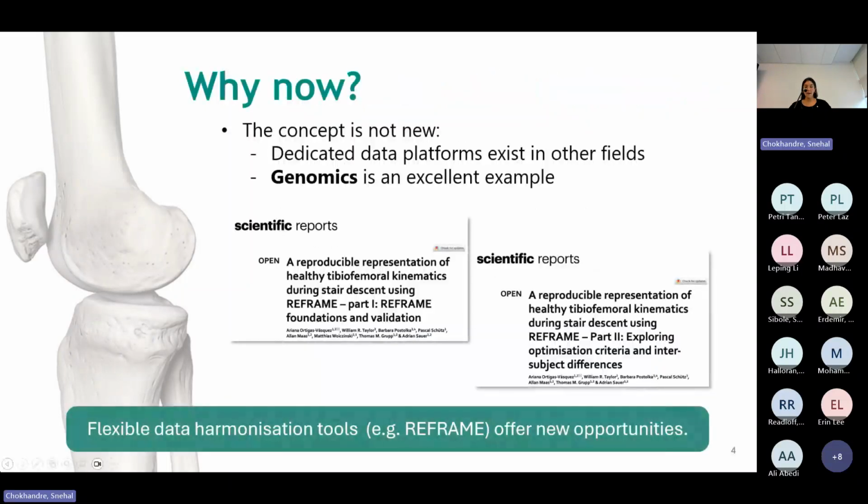So even though this idea of having a dedicated data sharing platform for our field is not really new, right? They've already been doing it in other fields like in genomics. What motivated us to pull the trigger now and go for it in the human movement sciences were the new opportunities that data harmonization tools like Reframe, for example, now offer us.